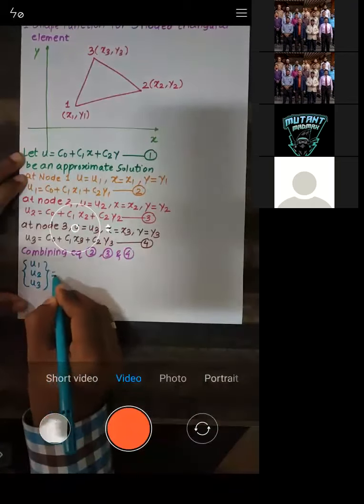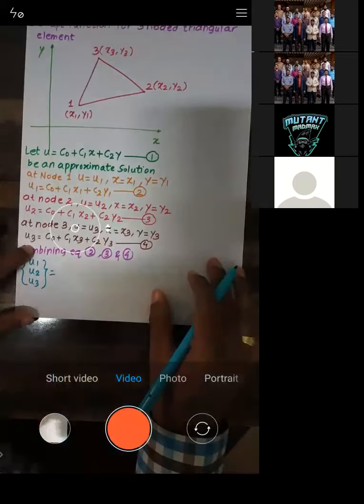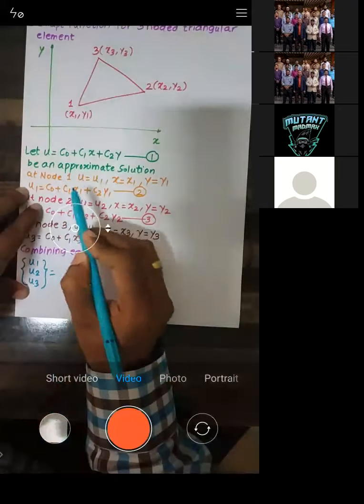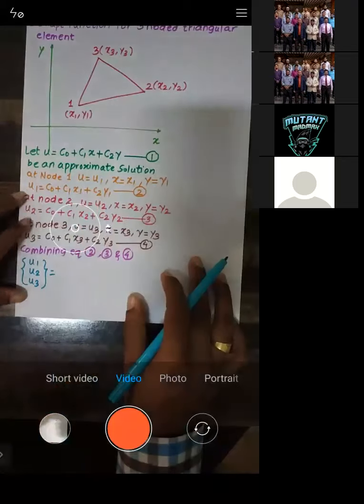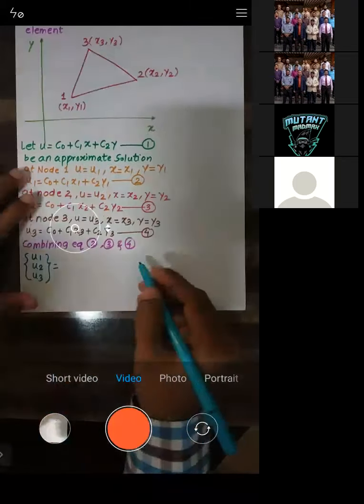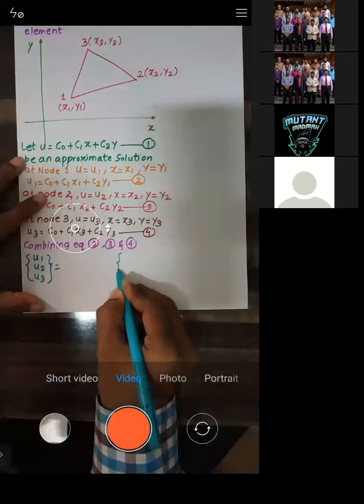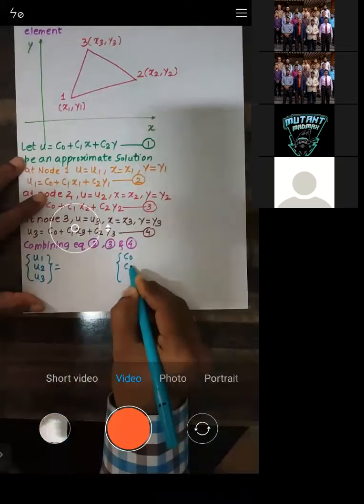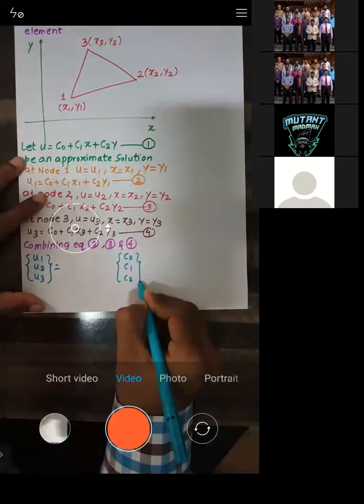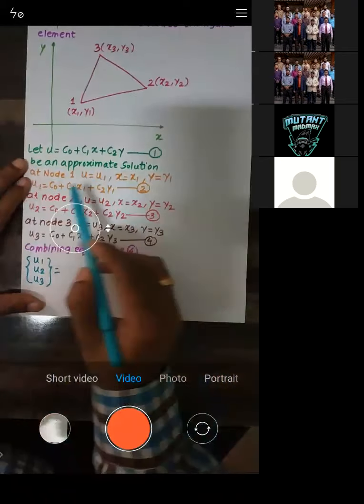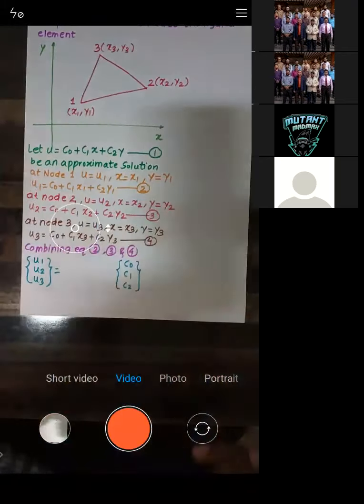Okay, u1, u2, u3. Now you can see C0, C1, and C2 are common terms, so I'll write them down here only. You can check it. Now, what is the remaining?